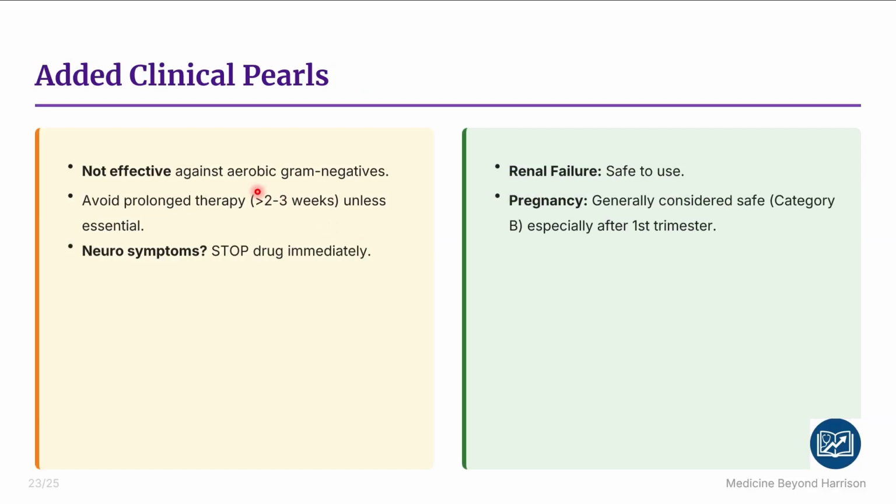It's not effective for aerobic gram negatives, completely not effective, and avoid prolonged therapy for more than 2 to 3 weeks unless necessary. In case of neurological symptoms, stop the drug immediately. In renal failure, you can safely use this drug. In case of pregnancy, it is also considered safe, especially in the first trimester. You can use metronidazole when it's needed, and it is safe.